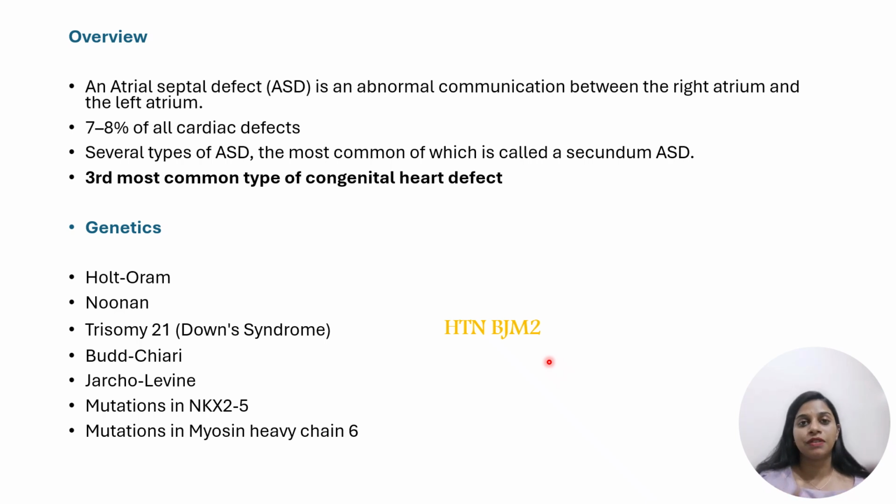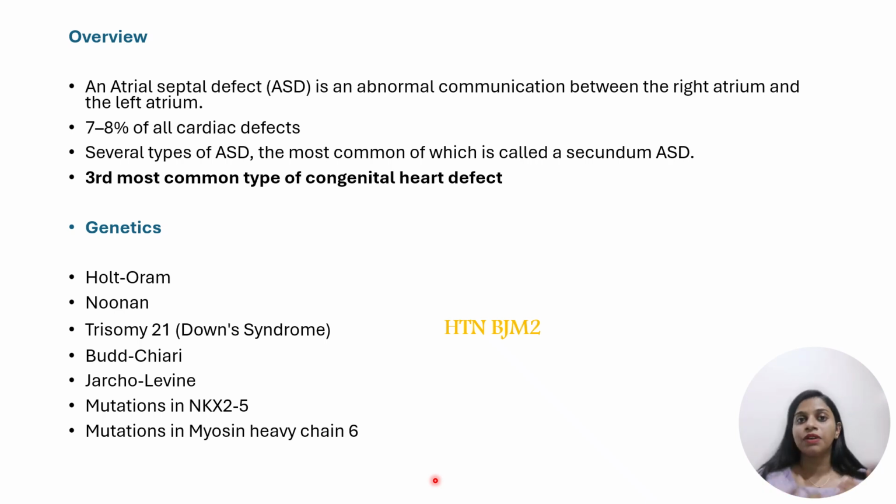I know when we are preparing for an exam, it is very difficult to remember all these names of syndromes. For the beginners and students, this is a short form. H is for Holt-Oram, T is for trisomy, N is for Noonan, B is for Buchiari, J is for Jakulevine, and M is for the mutation of NKX2 and then myosin heavy chain. As we discussed, atrial septal defect is most commonly associated with the interatrial septum, and there are some genetic associations and different types of ASDs as well.